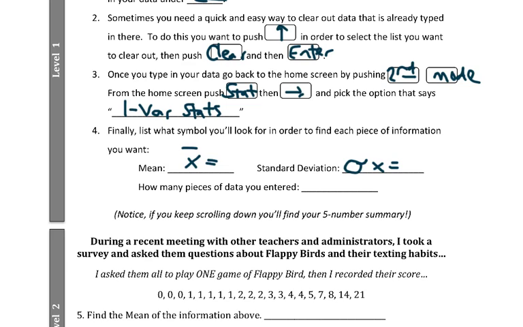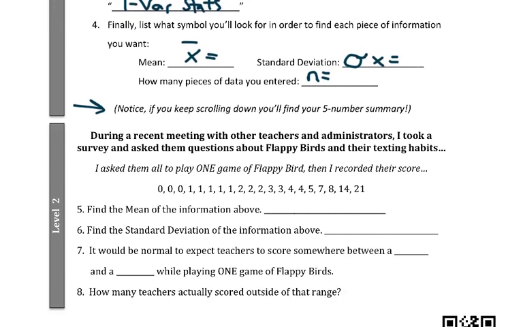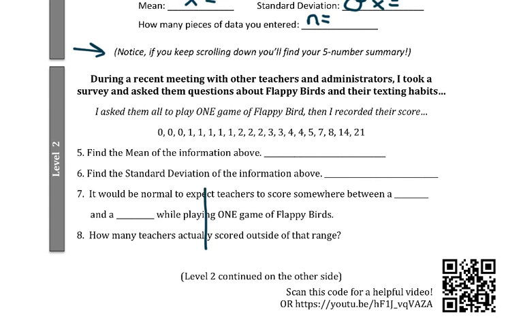And a good way to double and triple check how much data you have typed in your calculator versus how much you collected is that the letter n is going to tell you how many numbers you had entered into your calculator. So that's a good thing to always do to double check. And notice here, if you keep scrolling down, you're going to find a 5-number summary, like the box and whisker things that we talked about before. Oops.